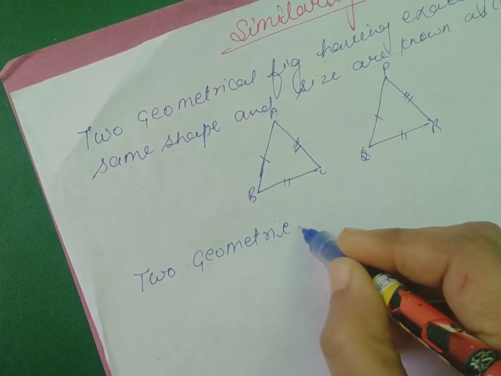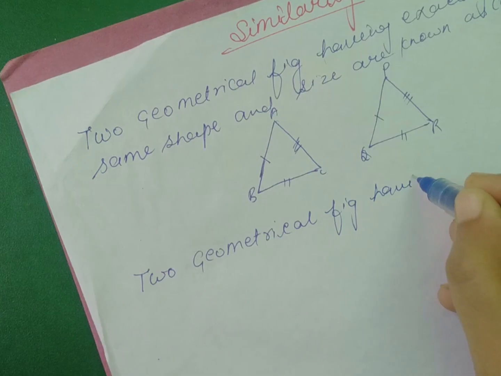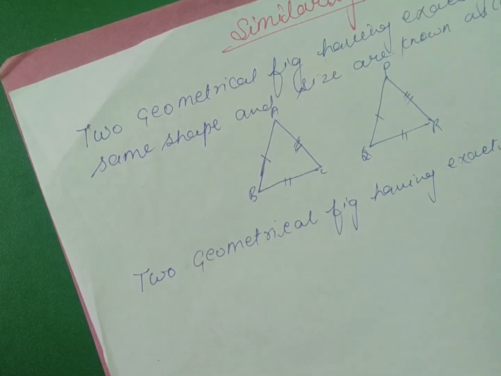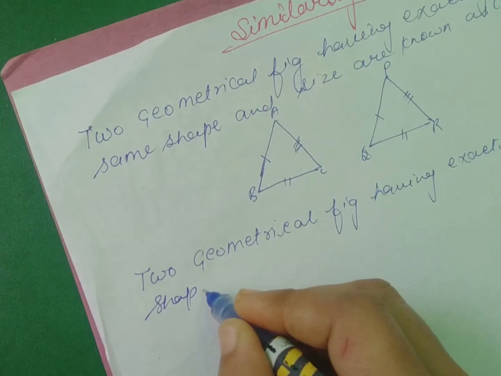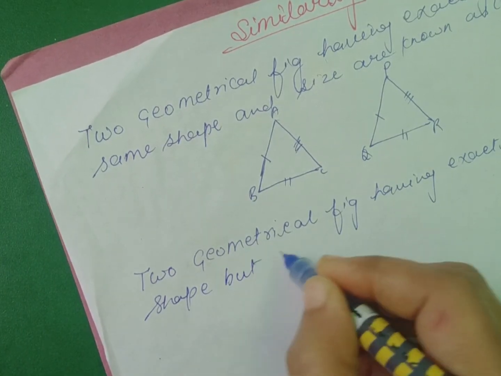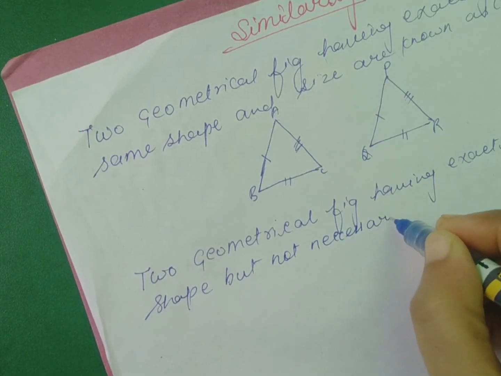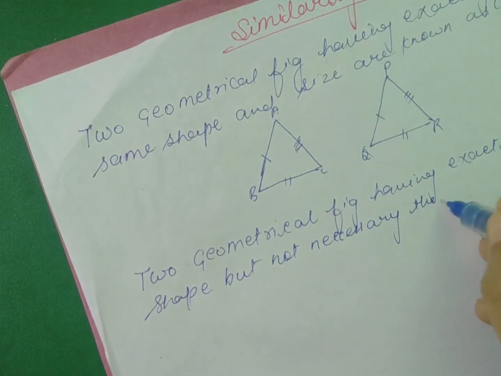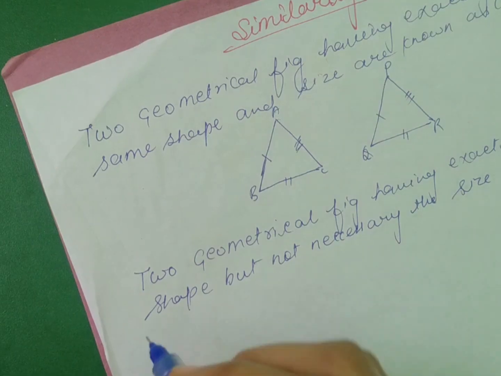So two geometrical figures having exactly the same shape but not necessarily the same size are known as similar figures.